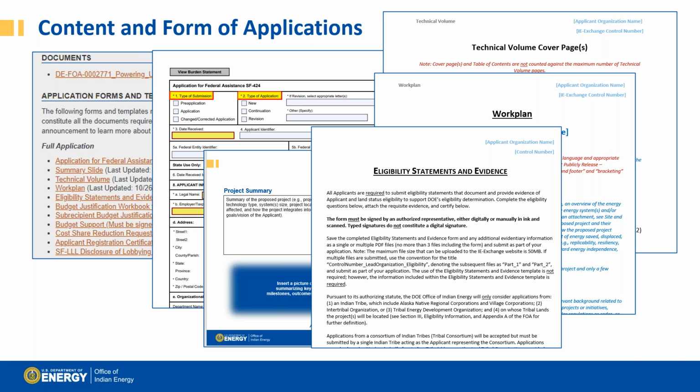Okay, the fifth one, the eligibility statements and evidence file. That's right up front there. All applicants are required to submit eligibility statements that document and provide evidence of the applicant's and land status eligibility to support DOE's eligibility determination. A Microsoft Word template has been provided, and this template is, again, available under the FOA application forms and templates on iExchange. As with all the templates, use of the eligibility statements and evidence template is not required, but the information included within it is required. So we try to make it easier for you by providing the template for your use.